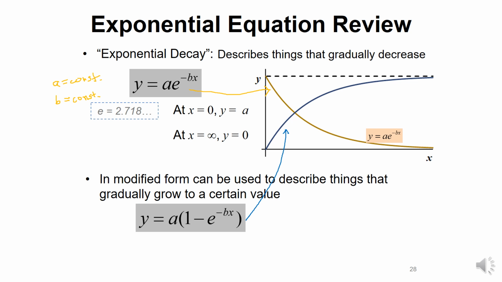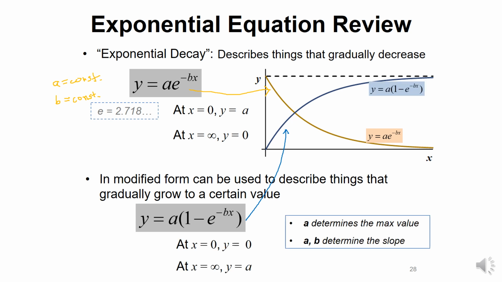And for the other graph, the one below, we have the a, the b and the x, but we also have a term of 1 minus. So inside the parentheses, we have 1 minus e to the negative bx. Because of this 1 minus term, we have the reverse shape. The graph starts from 0 and goes up to a maximum value. So these are the two equations we'll be using to analyze the behavior of a capacitor.